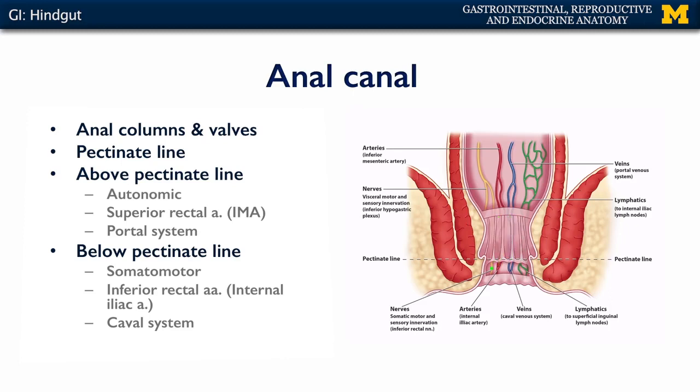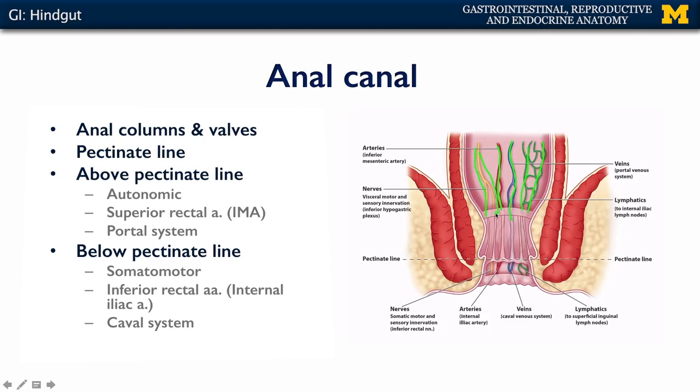That mucosa is served by superior rectal arteries, which are branches of the inferior mesenteric artery. That mucosa is drained by superior rectal veins, which drain into the hepatic portal system. And the lymphatics are going to drain into the internal iliac lymph nodes. In terms of nerves, any nerve branches here are ultimately arising from the inferior hypogastric plexus, which is an autonomic plexus.